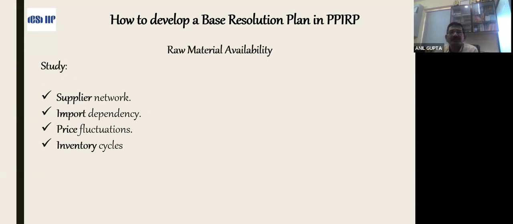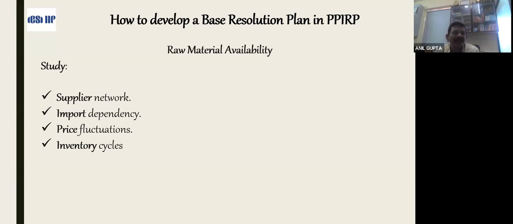Raw material availability. They will study the raw material availability, the supplier network. How many suppliers are there to provide the raw material? And the import dependence. Whether the company is depending on imported raw material or domestic raw material. All these things are mentioned in the TEV report. So most of the information is to be extracted from the TEV report for preparation of the base resolution plan.